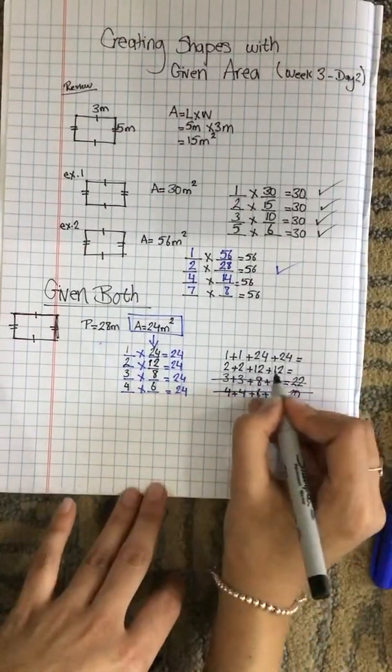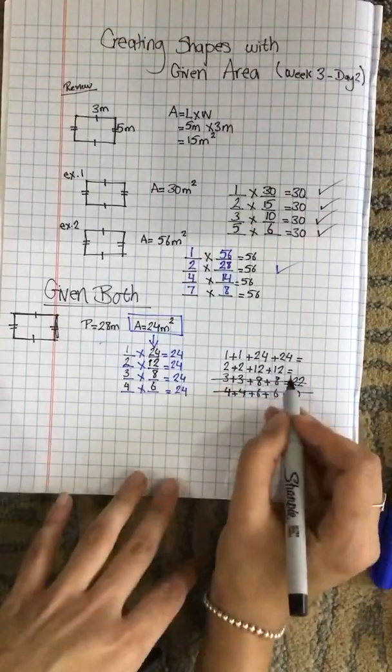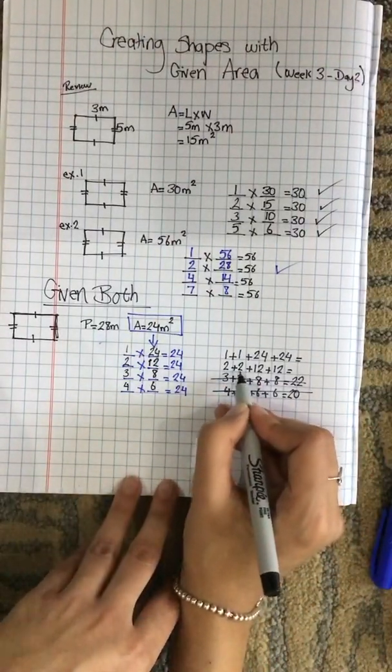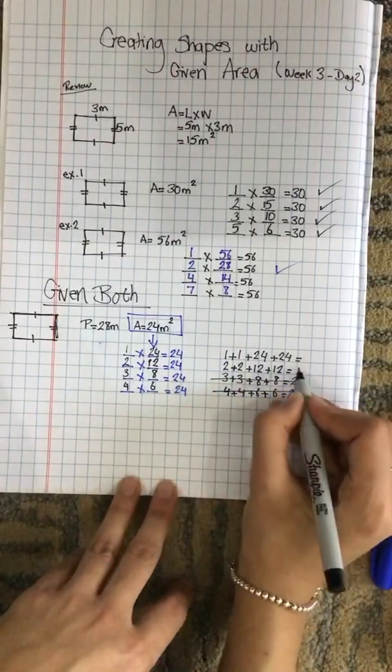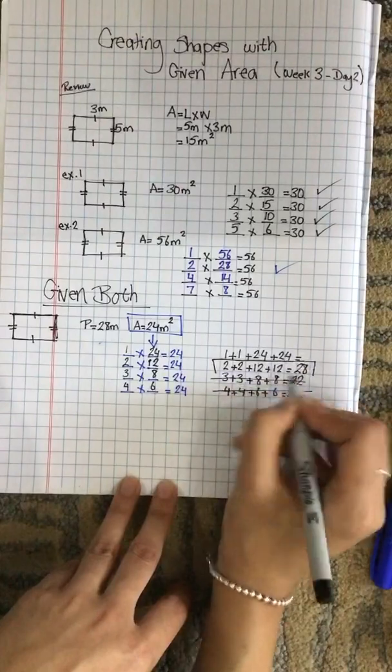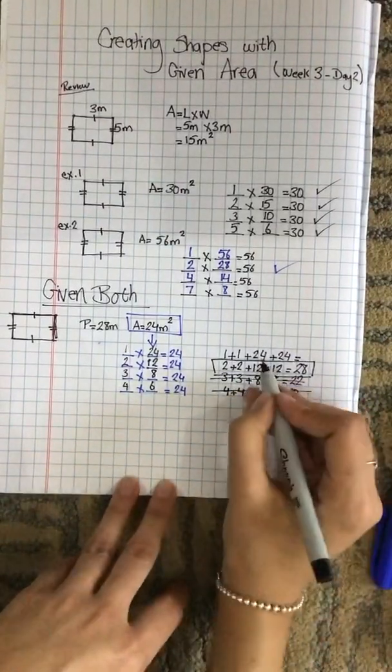Let's do this one. 2 plus 2, 12 plus 12. It's always better to start with a bigger number. 12 plus 12 is 24. Plus 2 is 26. Plus 2 is 28. That is your answer.